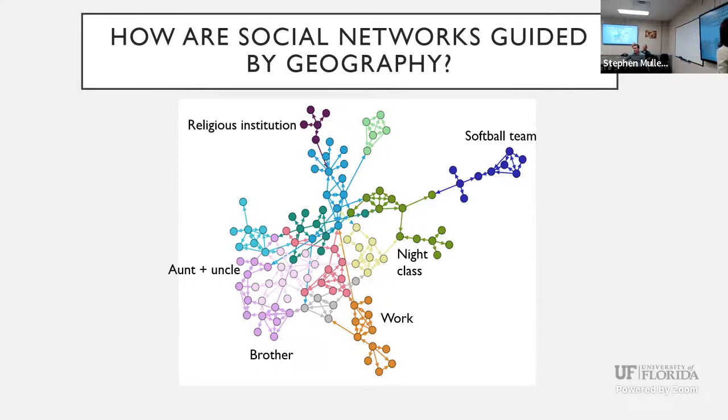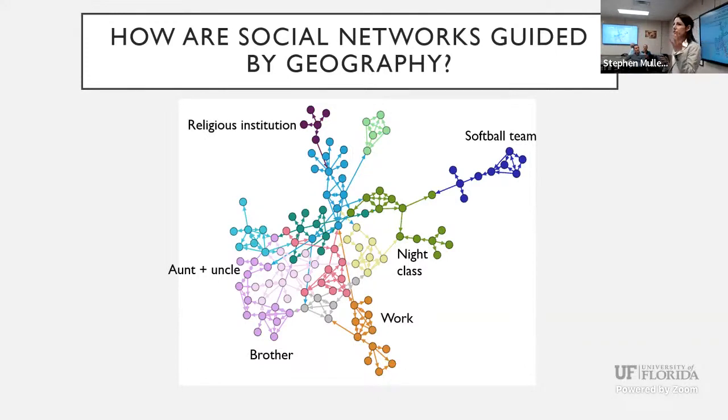So maybe you have friends who are on a softball team with you. Maybe you have friends from a religious institution. Maybe you're taking a night class somewhere. Maybe these are friends you work with. Maybe these are family members. Here's your brother, here's your aunt, uncle. There should be a tie between those probably.